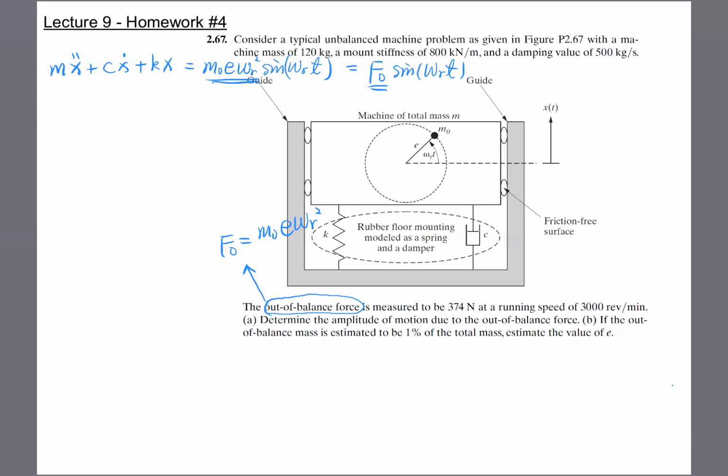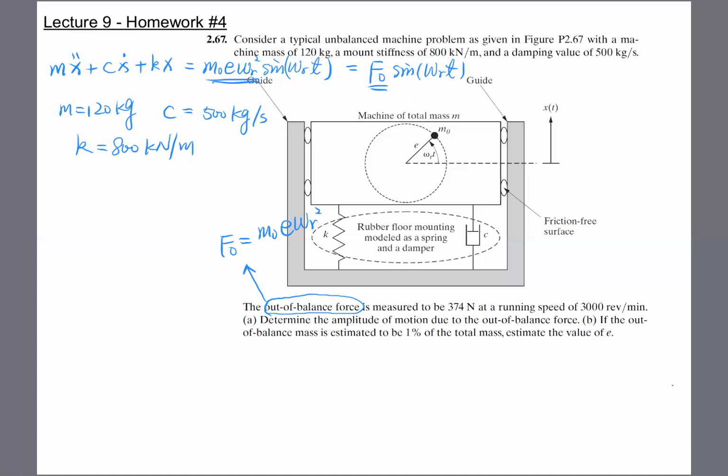So let's see what we already know. We know that the total mass of that machine, M, is 120 kilograms. We know the damping coefficient is 500 kilograms per second. We know the stiffness of the mount is 800 kilonewtons per meter. We know m, c, k.